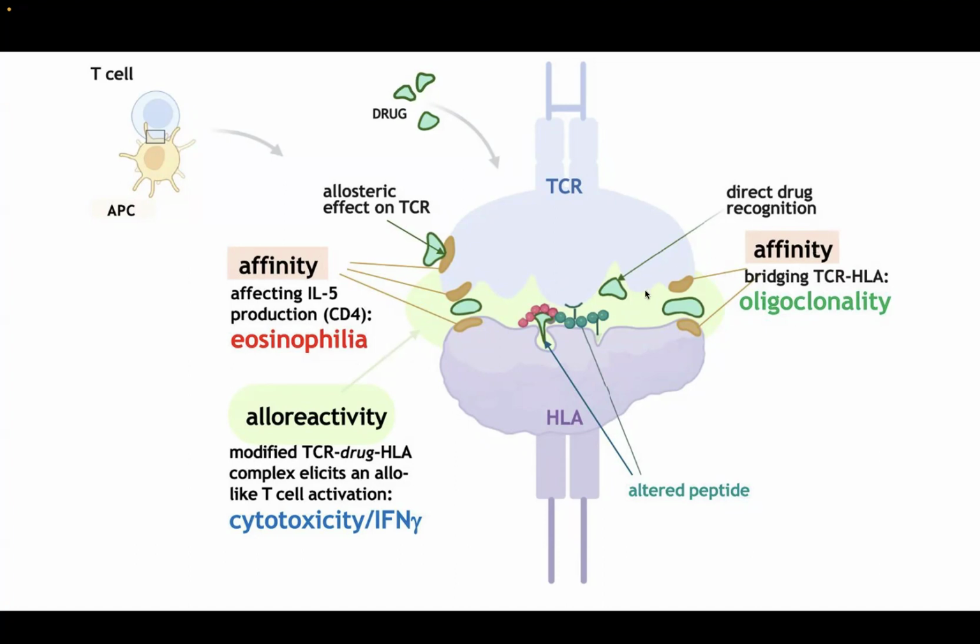Direct drug recognition via the T cell receptor, or binding of the TCR and HLA both together, can also cause stimulation of the T cell and cause oligoclonality. Again, the altered peptide mechanism, which we explained briefly before: the drug will attach to the antigen binding cleft in the HLA and cause a change in the peptide sequence, and this will again increase the affinity.